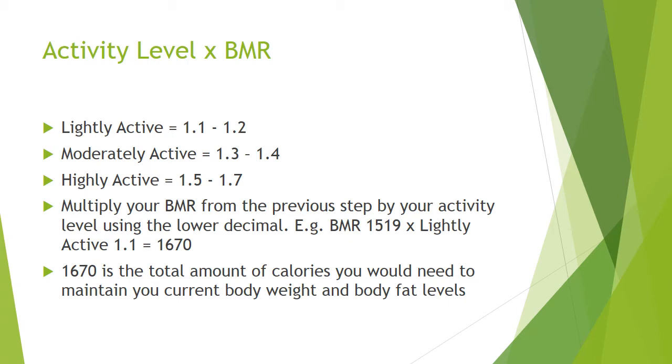Now, if you were moderately active, you'd multiply it by 1.3. If you were highly active, you'd multiply that by 1.5. The only reason there's a little bit of a deviance there, 1.1 to 1.2, and some options for activity levels there, is that some people can underestimate and overestimate. So say for athletes and whatnot, they would be on the higher end of the decimal point, whereas the rest of us would be down at the lower end.